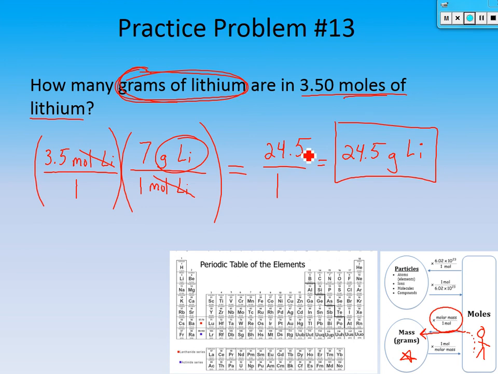We'll go to grams. Now it's a math problem. 3.5 times 7 is 24.5. 1 times 1 is 1. So hopefully you got 24.5 grams of lithium. How many of you guys got that? Okay, good job.